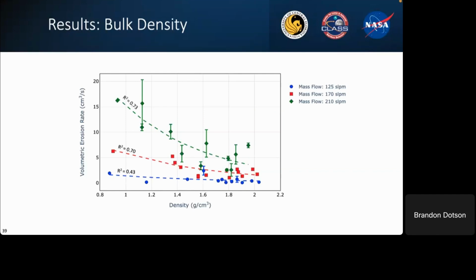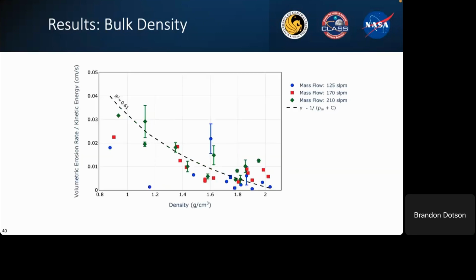So what we try to do is divide everything by essentially that kinetic energy or rho v squared term. That should make it pop out a little bit more. So let's go next. That's what that'll show.